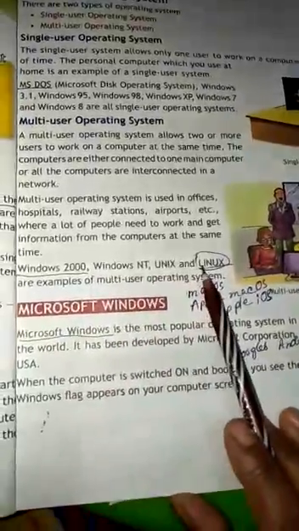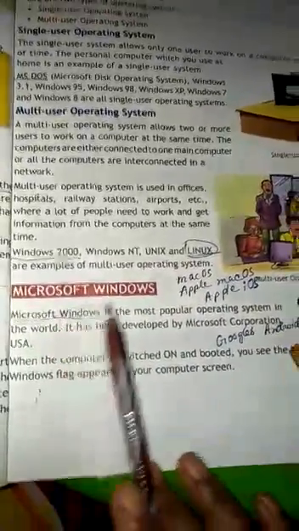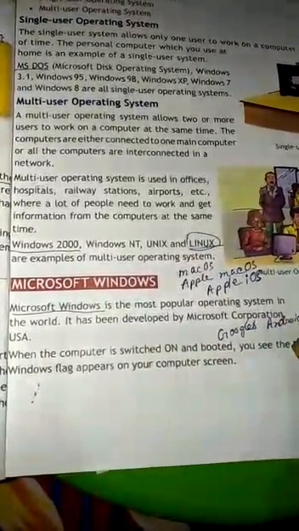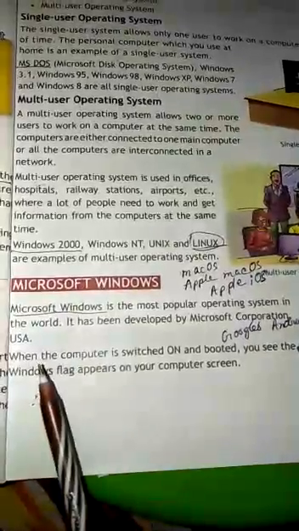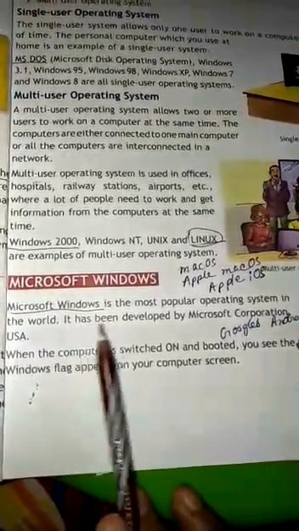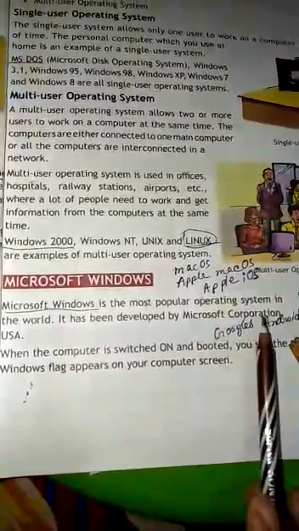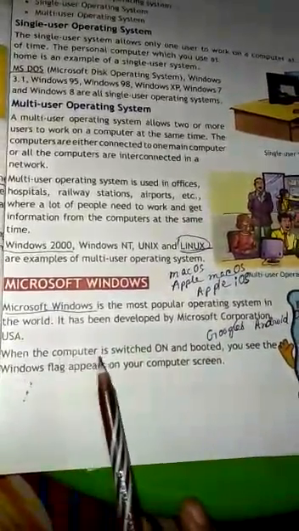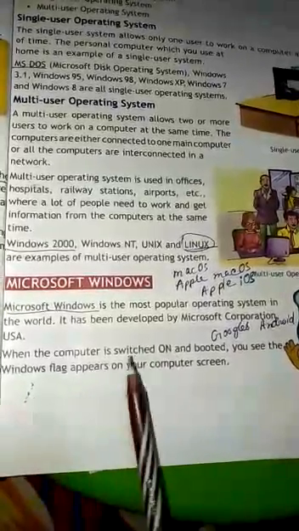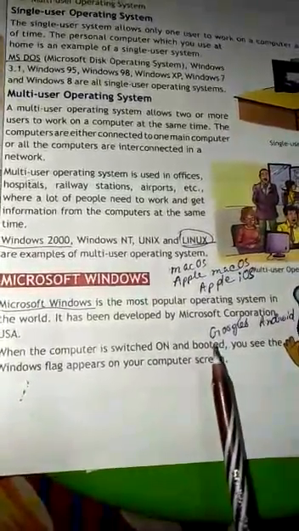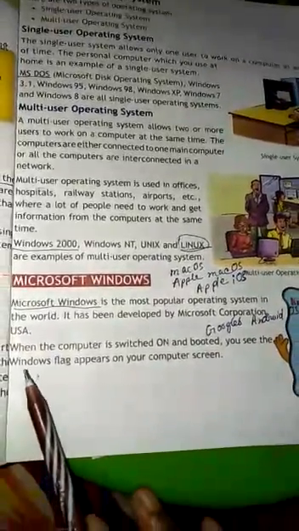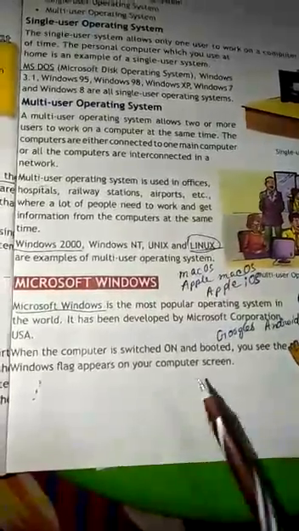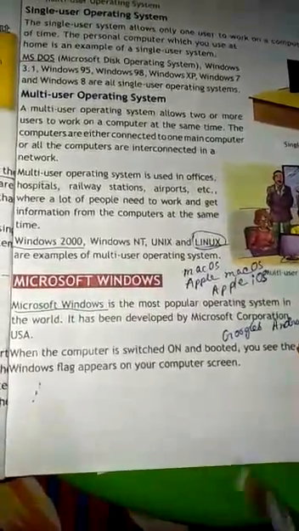Now Microsoft Windows. Microsoft Windows is the most popular operating system in the world. It has been developed by Microsoft Corporation, USA. When a computer is switched on and booted, you can see a Windows flag appear on your computer screen. Now next page.